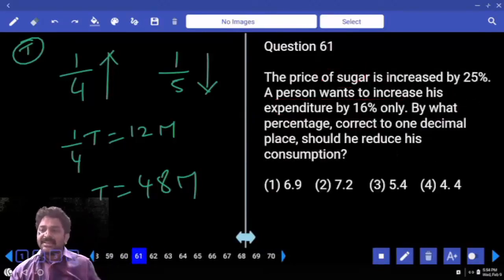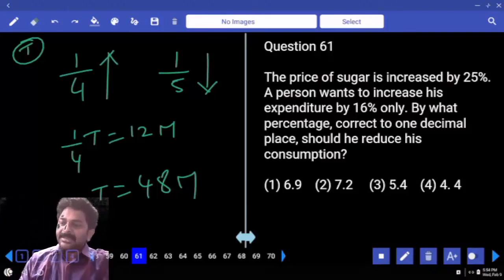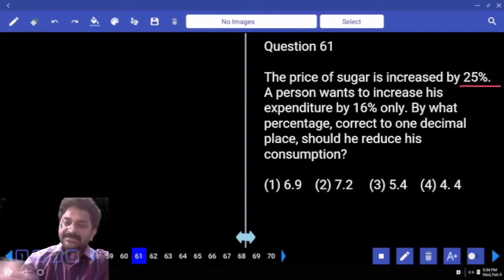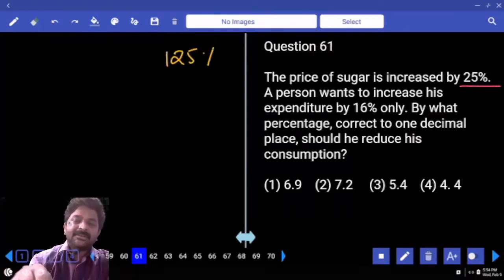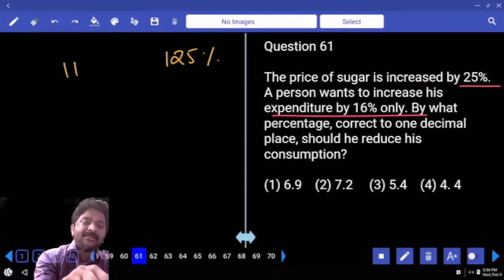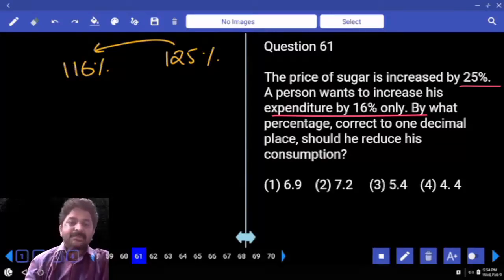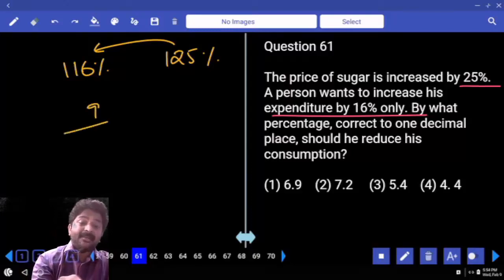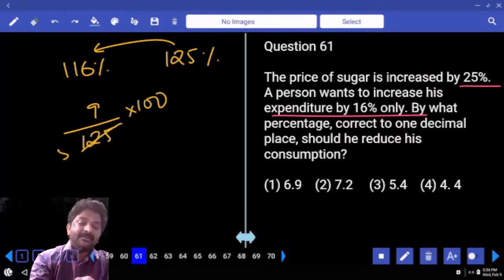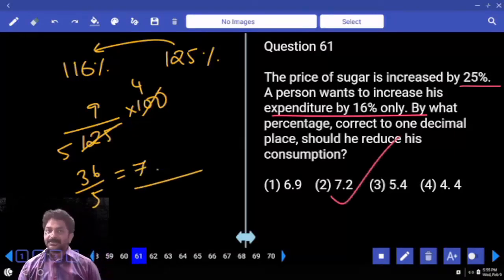The price of sugar increased by 25%. A person wants to increase his expenditure by 16% only. When price increases by 25%, it becomes 125% only. But a person can increase his expenditure by 16%, then value becomes 116. Now you should make 125 to 116. So how much decrease should happen? 9. From 125 percentage into 100. 25 5 times 4 times 36 by 5. 7 point something only. Second option.